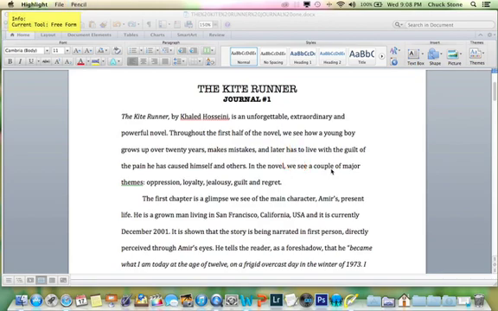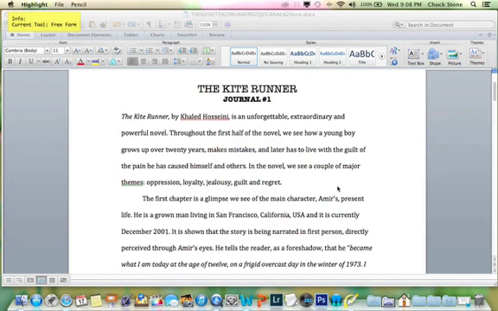So let's clear that out and notice that there's an ambitious claim. We see a couple of major themes. Themes, always a very important word for an English teacher: oppression, loyalty, jealousy, guilt, and regret. So I want to hear some more about those things. And since it's said in the first paragraph, we expect to see a lot more of those things later on.